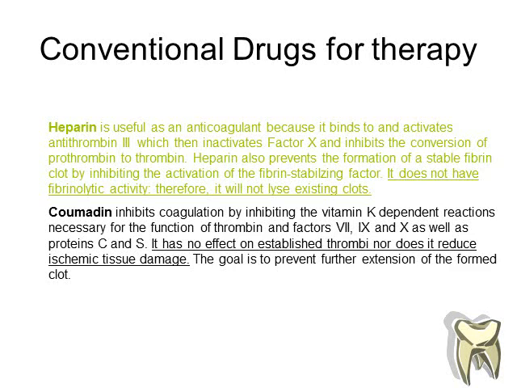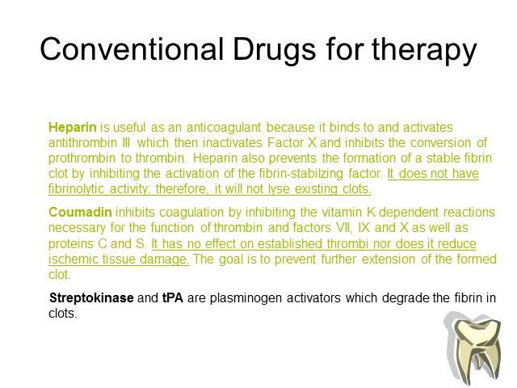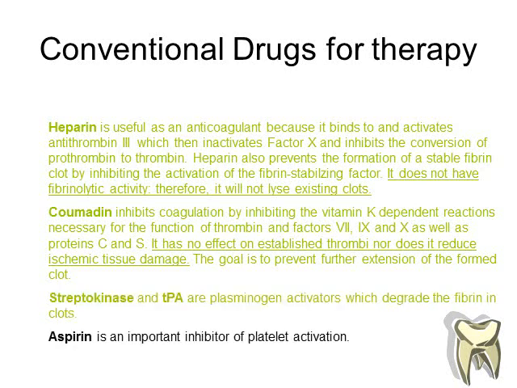Coumadin inhibits coagulation by inhibiting the vitamin K-dependent reactions necessary for the function of thrombin in factors 7, 9, and 10, as well as proteins C and S. It has no effect on the established thrombi, nor does it reduce ischemic tissue damage. The goal is to further prevent extension of the formed clot. Streptokinase and TPA are plasminogen activators, which degrade the fibrin in the clots. And aspirin is an important inhibitor of platelet activation.